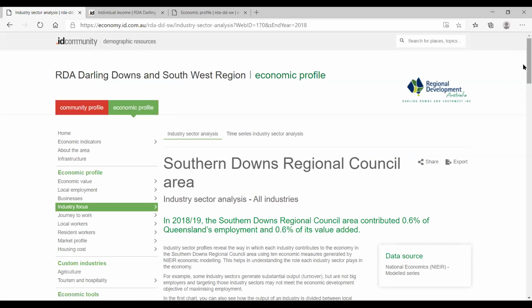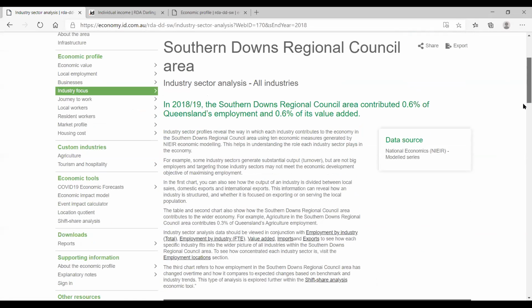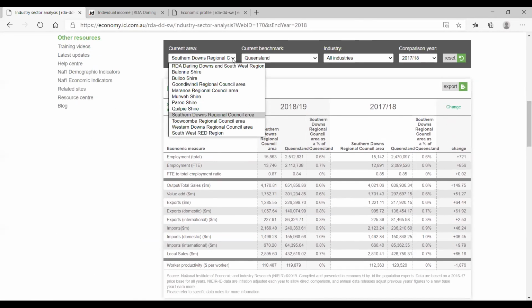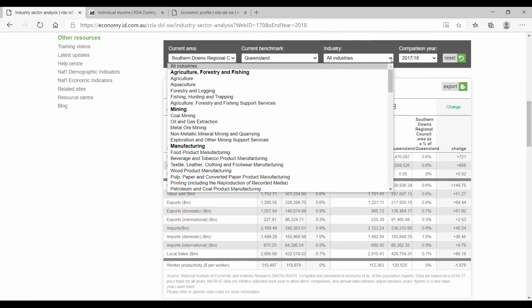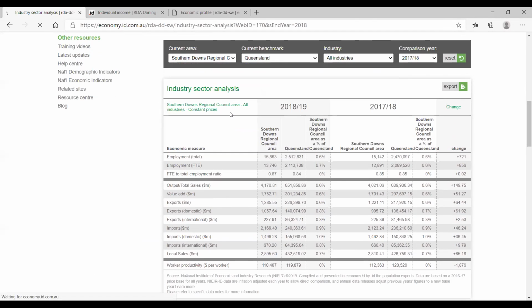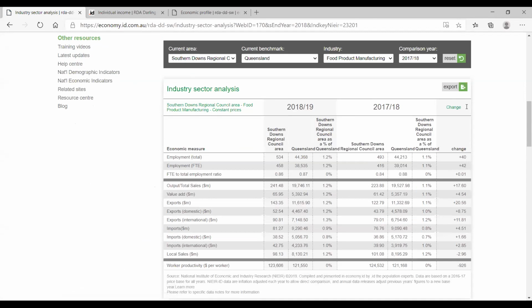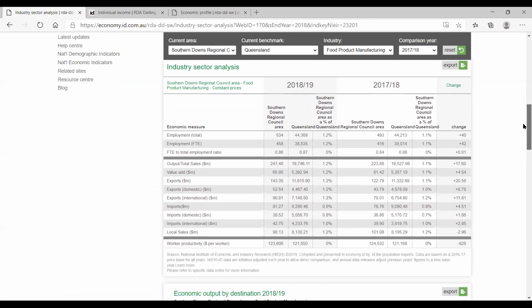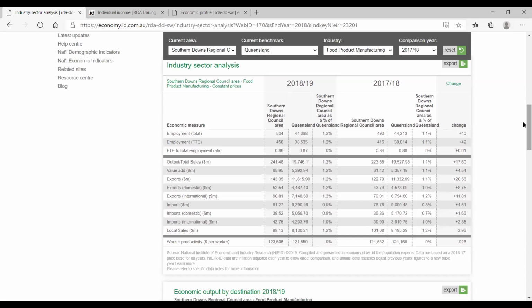So when I click on industry sector analysis and I move down to my bar here, I can see I've got Southern Downs, my benchmark is Queensland, and I can click on all of my industries or subsectors. If I want to have a look at what's happening in food product manufacturing, I can move down here and my comparison year is 17-18. It's going to tell me some information about the food product manufacturing sector in this region.